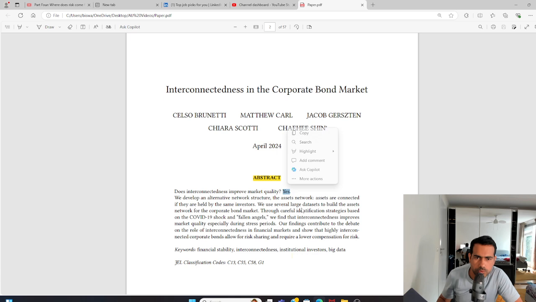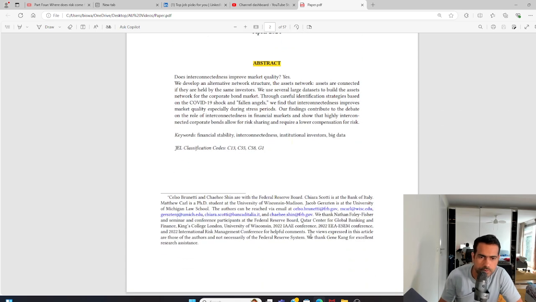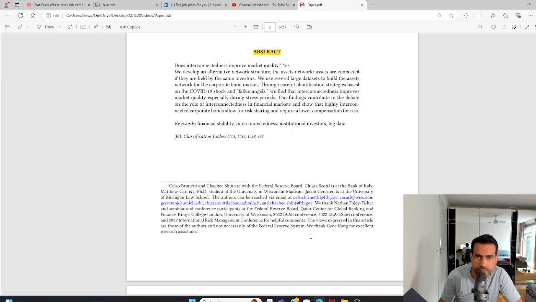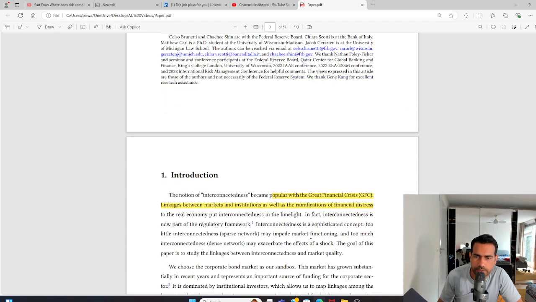So go to the conclusion. If the conclusion itself is not very interesting, then there's no point spending time going through the entire paper, right? So it's very important that the conclusion is interesting to you, and it's of use to you. Otherwise, there's no point spending so much time, right?